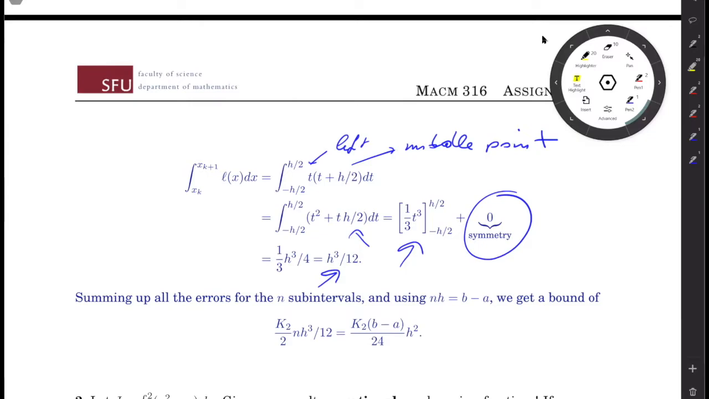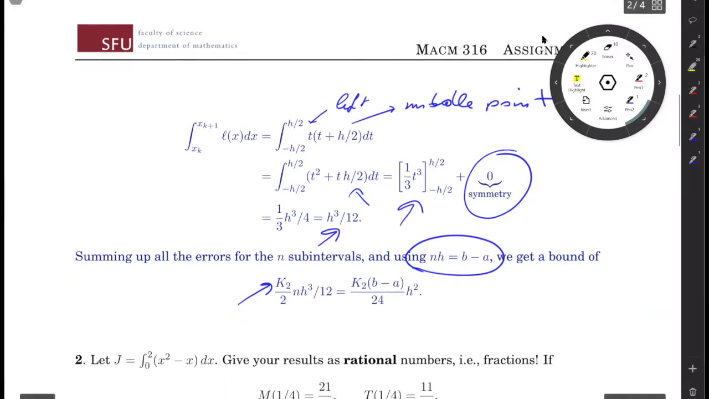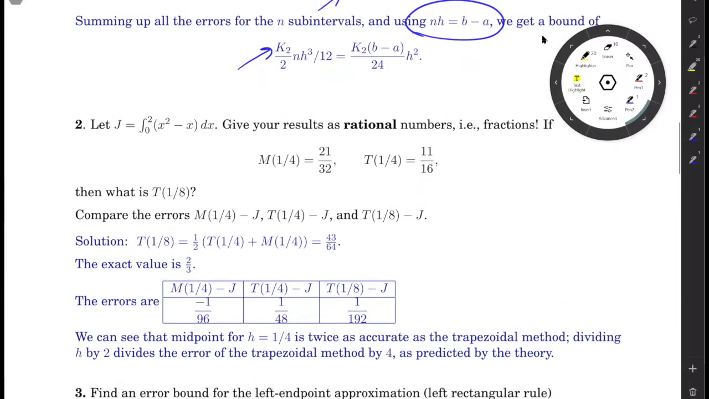So again, we're summing up over all the subintervals. So nh equals b minus a. And then we're using the k2 as the error bound. And so that in the end gives us the error formula for the midpoint rule. Okay.